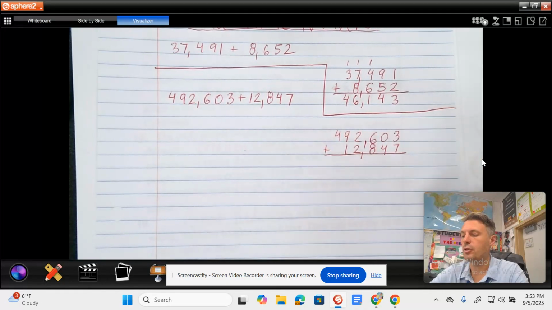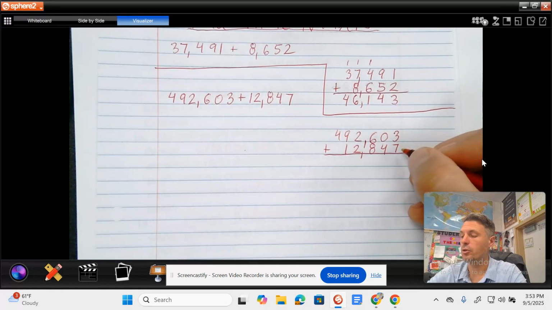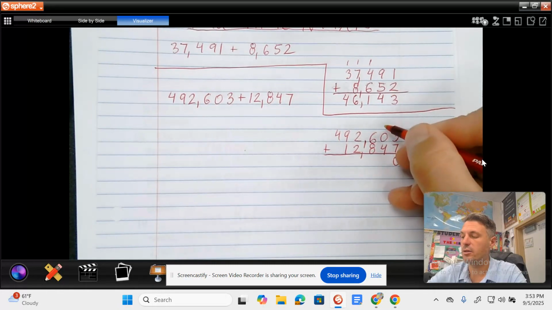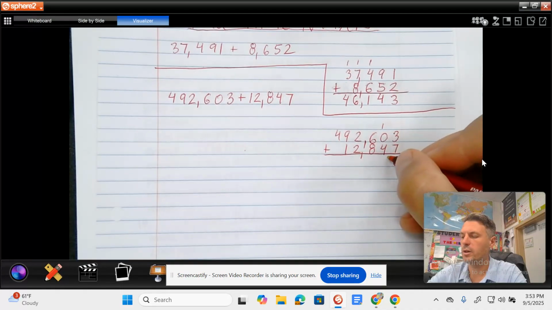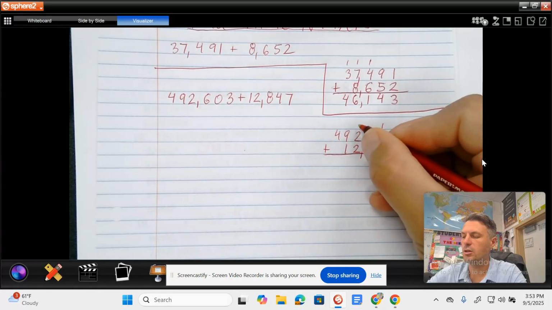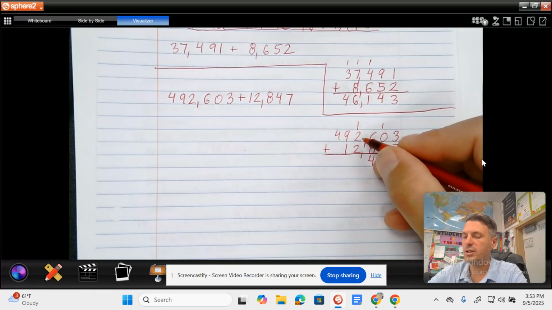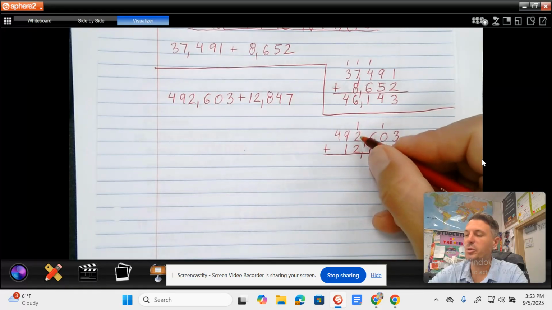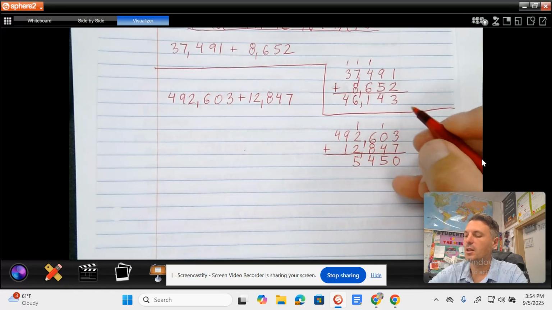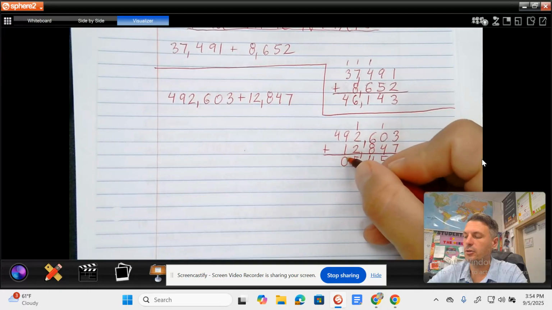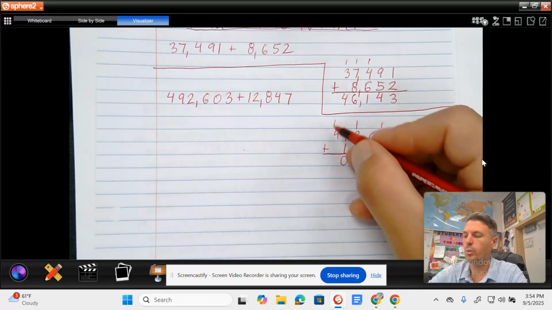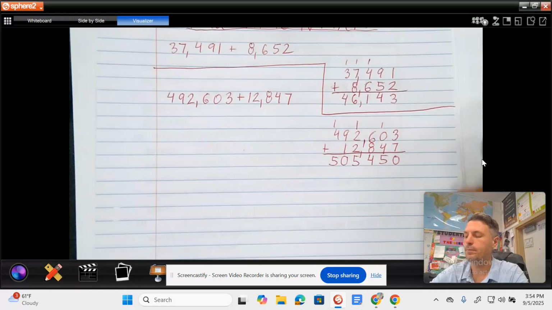Now we just add them together, regrouping when necessary. So 7 plus 3 is 10. We carry the 1. 1 plus 0 plus 4 is 5. 6 plus 8 is 14. The 4 goes here, we carry the 1. 2 plus 2 is 4, plus 1 is 5. 9 plus 1 is 10, the 0 goes here, we carry the 1, and 1 plus 4 is 5. Okay? So it's 505,450.